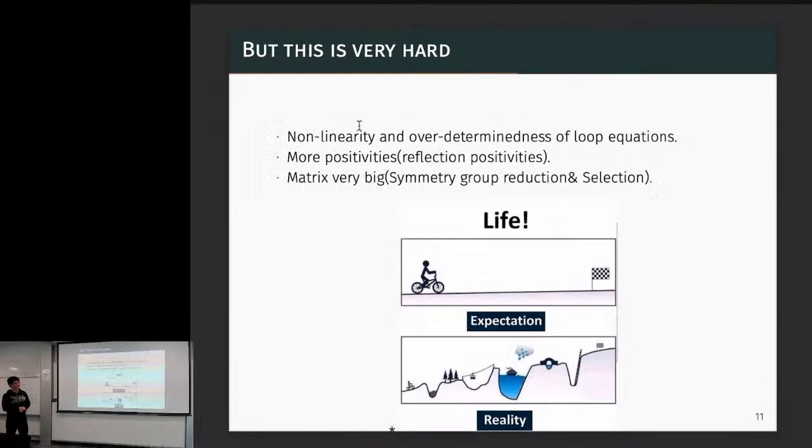Well, but this is not the end of the story. If you consider a higher cutoff, it can become super complicated, and it is very challenging coding. So what is the problem? In fact, first, the loop equation is nonlinear. You will have a quadratic term. So our answer here is relaxation. We do some relaxation to get rid of this non-convexity, or non-linearity. And there are more positivity conditions. That is, we usually want more constraints. So here we consider selection positivity. And the positivity matrix can become very big. So the answer is symmetry group reduction and some selection rules.